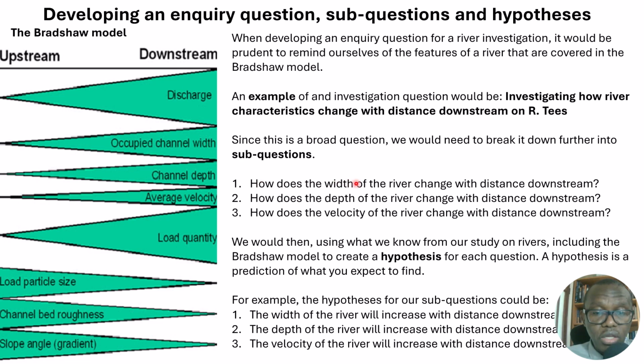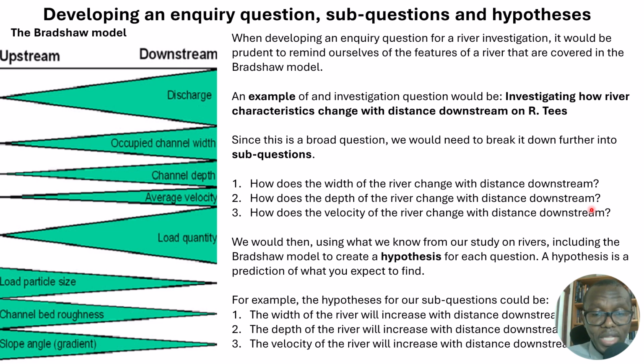So how does the width of the river change with distance downstream? Now, that obviously we know according to this model. Let's find the width. So that's the width here. We expect that it's going to increase as we go downstream. But then when we go out into the field, we will be able to either prove or disprove that particular theory. Okay. And then going on to another sub-question we could ask is, how does the depth of the river change with distance downstream? And then lastly, how does the velocity of the river change with distance downstream?